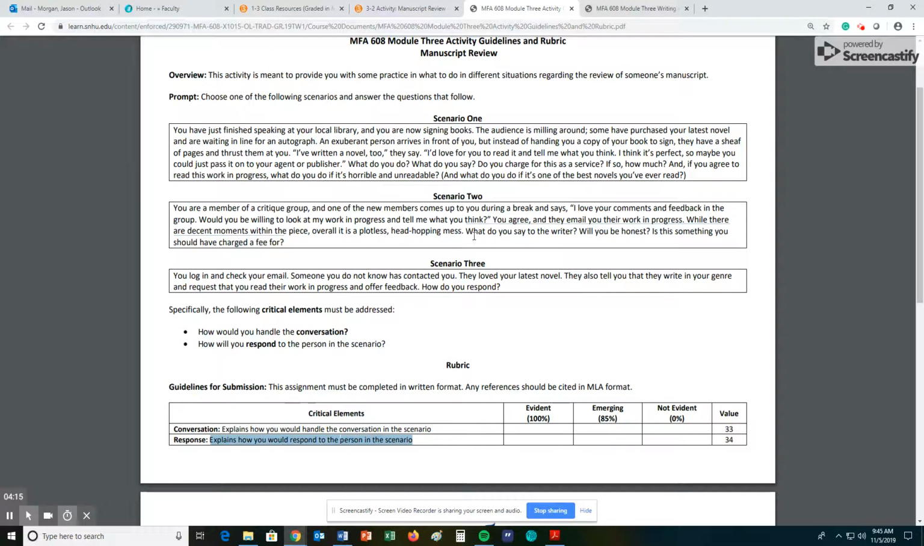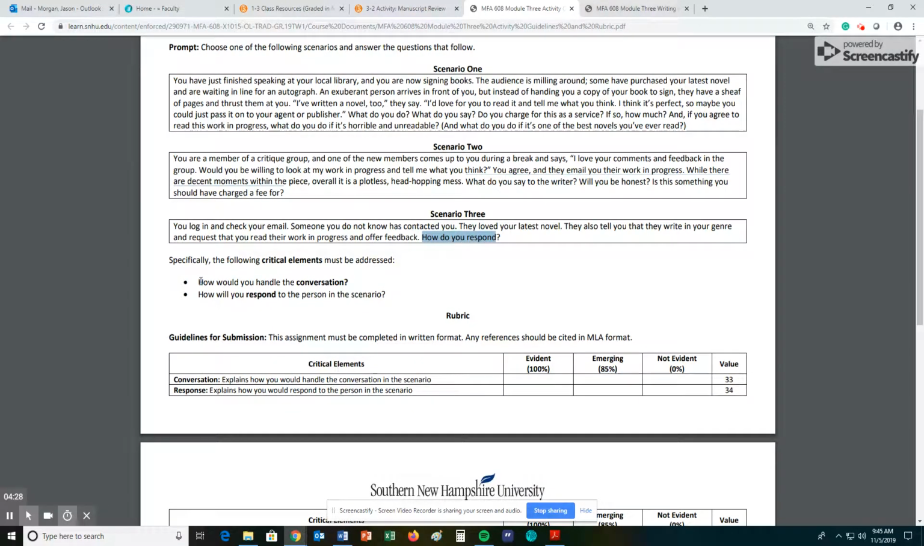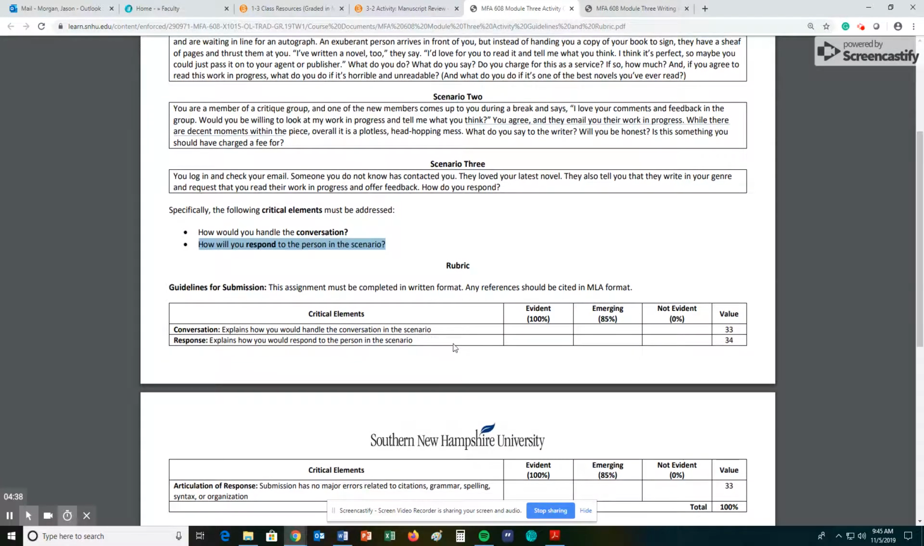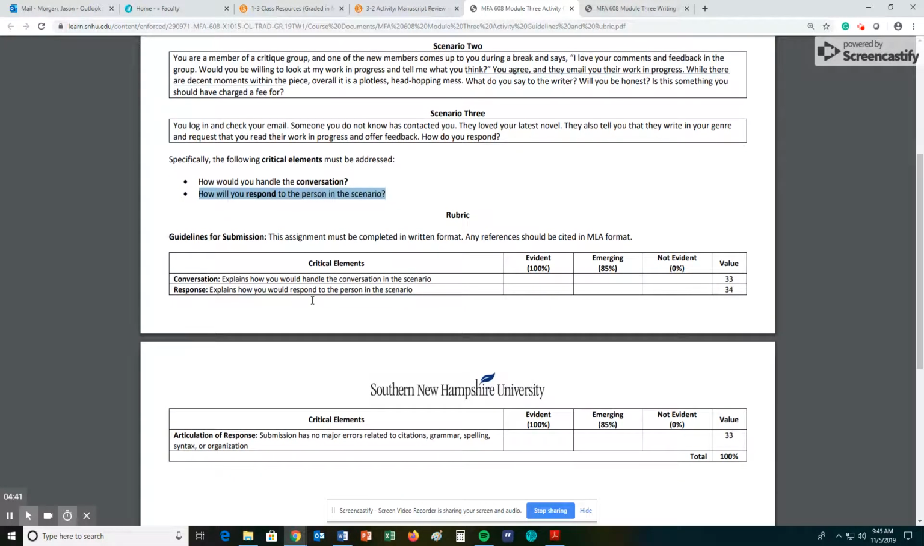Well, yes and no. For that one, it's more along the lines of the concept of, would you charge them for this? Would you charge a fee? How do you respond? Would you charge them to read their work? So make it very clear that you're saying, how I handle a conversation would be this way. And in responding to the person in the scenario, I would make sure that I would include the following elements. As long as you do those two things, it will be fantastic. Now notice that any references should be cited in MLA formatting.